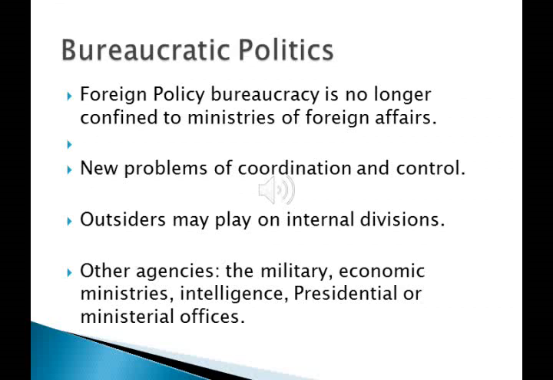So bottom line is we have other agencies involved in the making of foreign policy, not just the Ministry of Foreign Affairs, but we have the military, the economic ministries, the intelligence, the presidential and ministerial offices. All those are involved in foreign policy decision making.